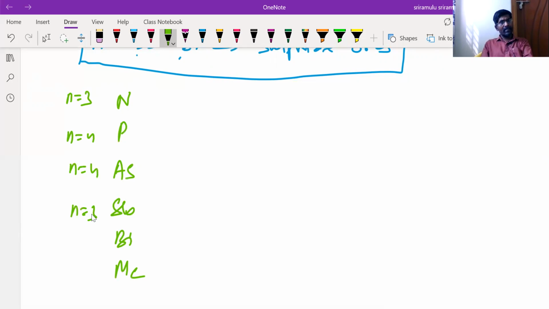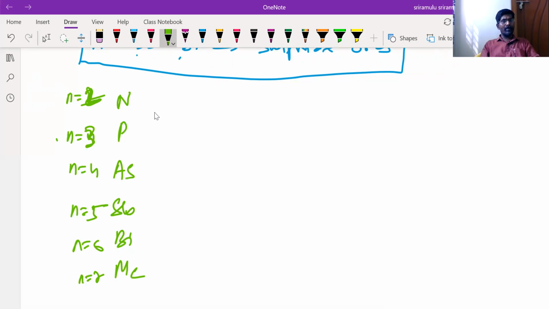Hydrogen and helium are the first period. Lithium onward is the second period elements, then the third period, fourth period, fifth period, and sixth period. Next, n is equal to seventh period elements.